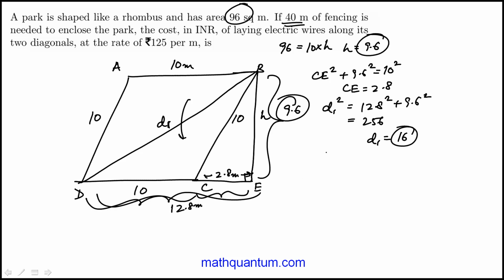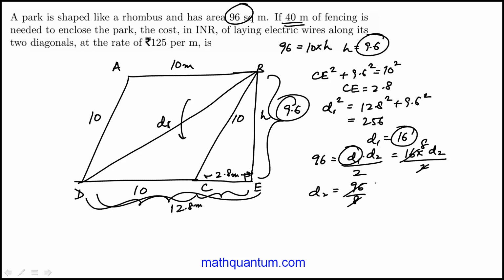Now another important property is that the area of a rhombus, which is 96 here, is the product of the two diagonals divided by 2. I know one of them is 16. Therefore, the other diagonal is 96 over 8, which is 12. So now I have the total lengths of these two diagonals, 16 and 12, 28 meters, and it costs 125. So I can just multiply that by the cost per meter, and I get 3,500.